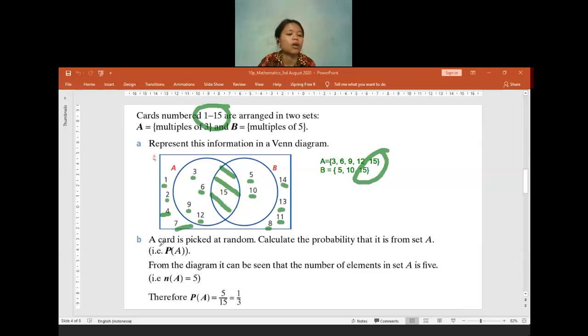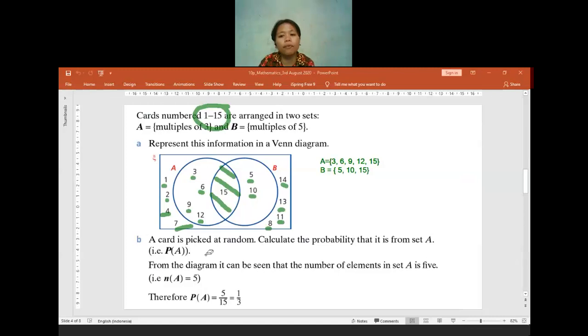For question B, a card is picked at random. Calculate the probability that it is from the set A. We check how many members there are in the set A. The members of set A are 3, 6, 9, 12, and 15. So it means there are 5 members.